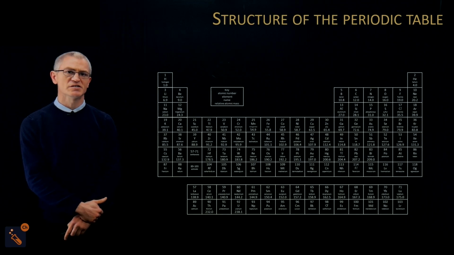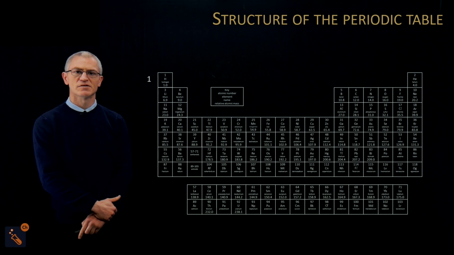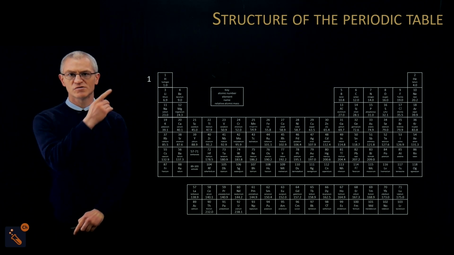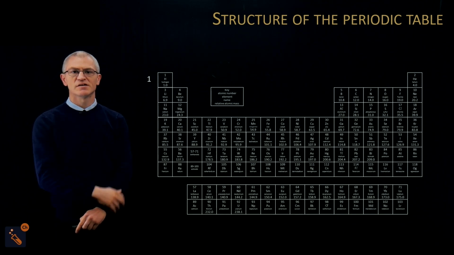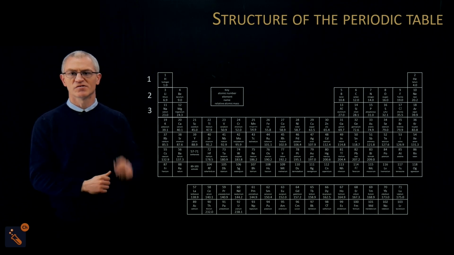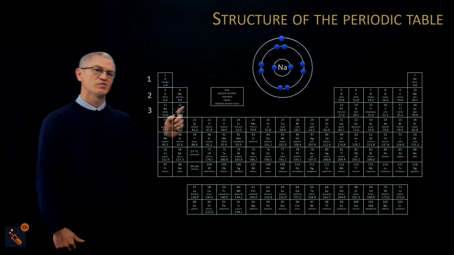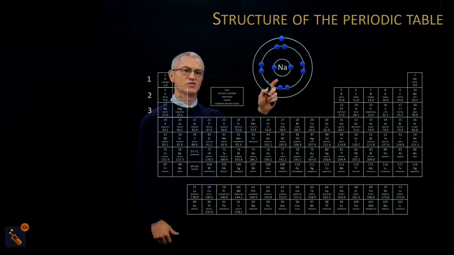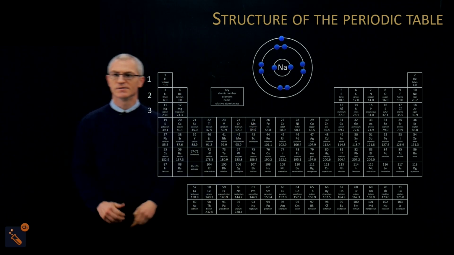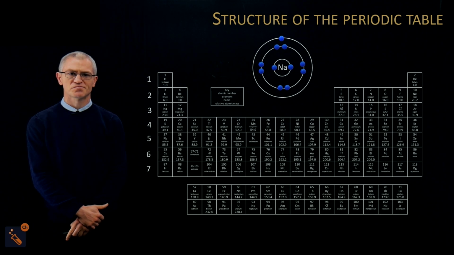Now the structure of the periodic table is like this, and hopefully you've seen this in a previous video or you've seen this in your lessons. And you can see that the quantum number or the period tells you the number of shells that you have. So we've got 2 shells here and then we've got 3 shells here. Now our example here is sodium, so if we look at sodium here we can see 1, 2 and 3 shells. Okay.